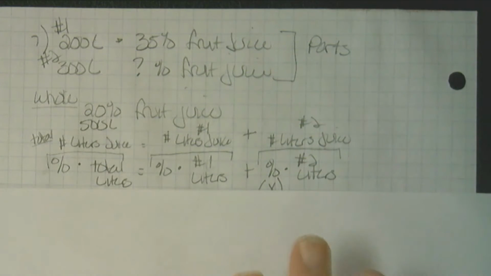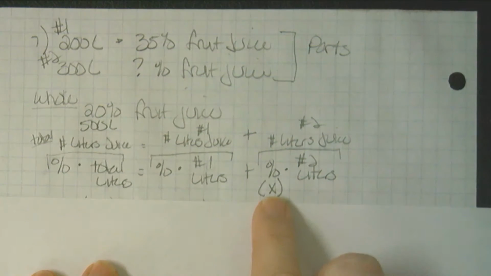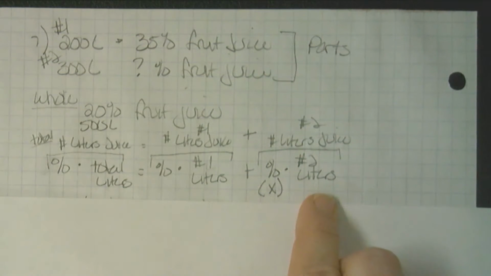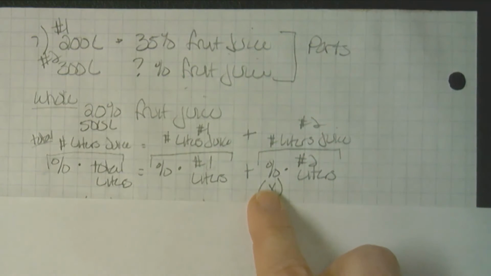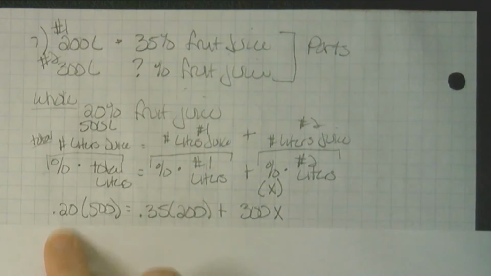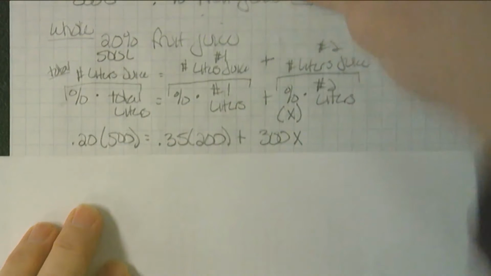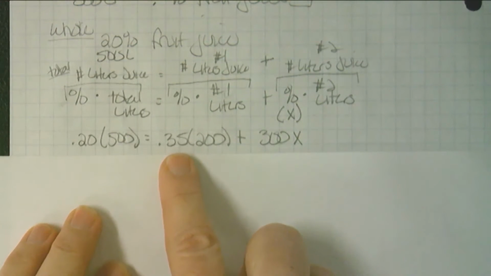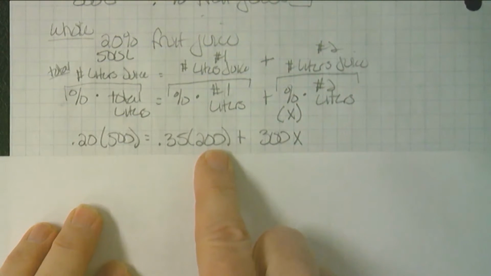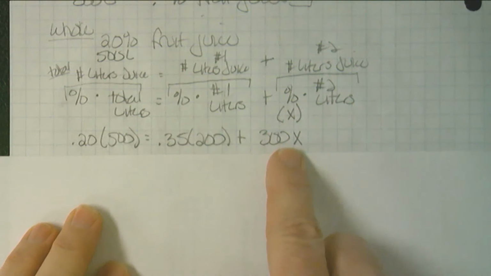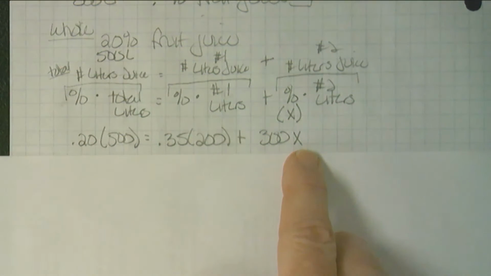Okay, so for number 7, the only thing that's missing is the percentage of fruit juice in the total liters at 300. So there's my X, my percentage here. So if I write my equation, I end up with 20% or 0.2 times 500 is equal to 0.35, or 35%, of the 200, plus my 300 liters times whatever that percentage is.